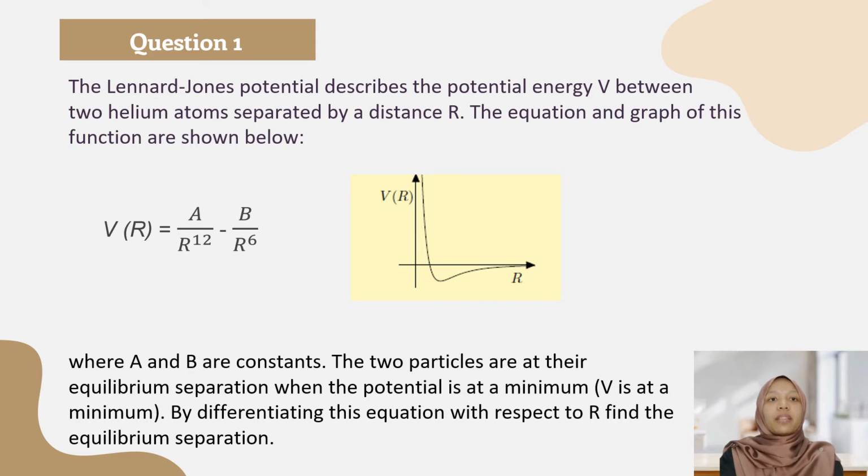Let's continue with a chemistry example. The question is: the Lennard-Jones potential describes the potential energy V between two helium atoms separated by a distance r. The equation and graph of this function are shown below. V(r) = A/r¹² − B/r⁶, where A and B are constants. The two particles are at their equilibrium separation when the potential is at a minimum. By differentiating this equation with respect to r, find the equilibrium separation.